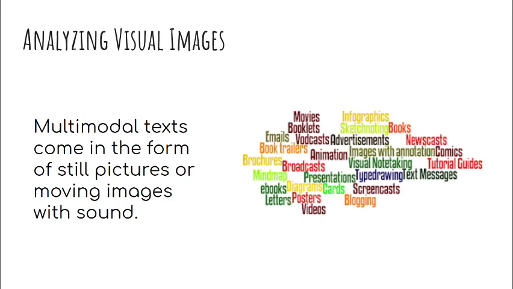Okay, so why do we need to analyze visual images in the first place? I know for a fact that we're all familiar with today's digital age, which makes us more exposed to a variety of multimodal texts. What are these? These come in the form of still pictures or moving images with sound such as advertisements, comics, videos, posters, text messages, and of course the use of social media.